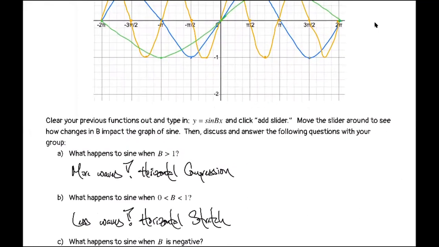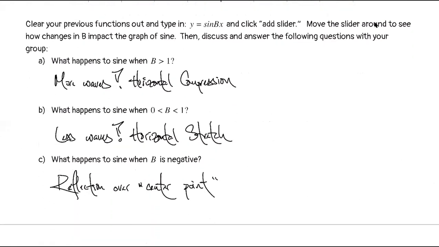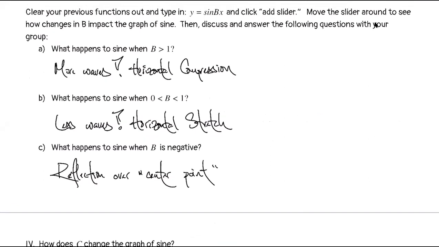And does what we have here kind of match? That we have more waves when B is greater than 1, but less waves when B is between 0 and 1? Yeah. And so when we're thinking about that center point, this is like our y-axis, right? Like the vertical line that goes through our center point is where things flip-flop. Okay, just to kind of clarify.